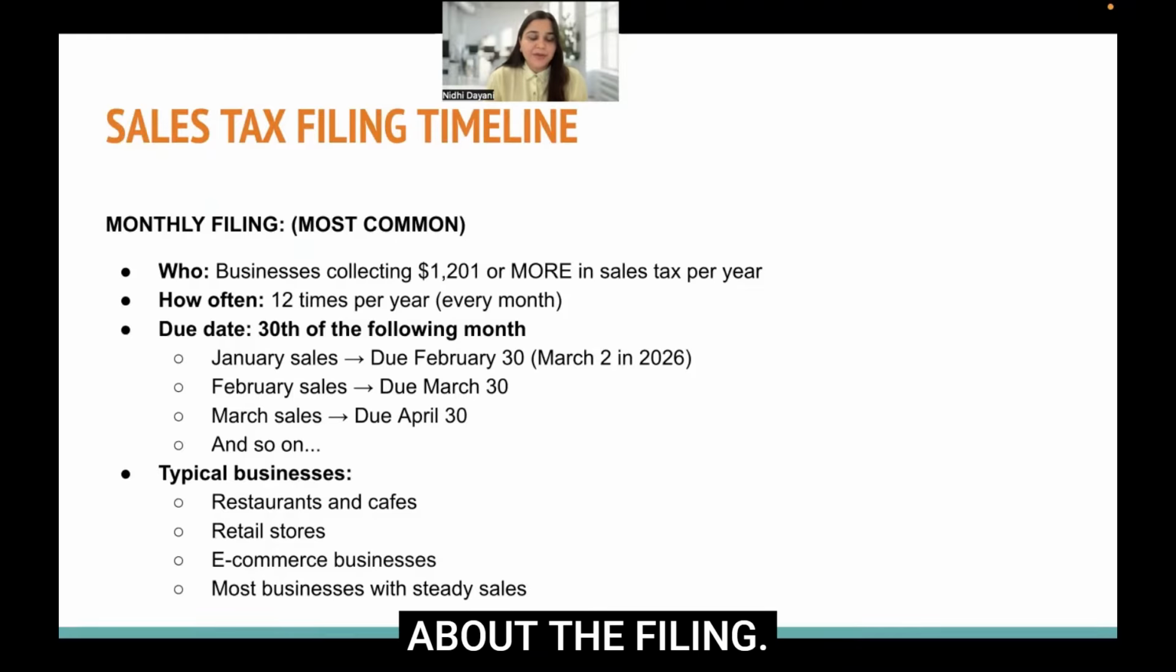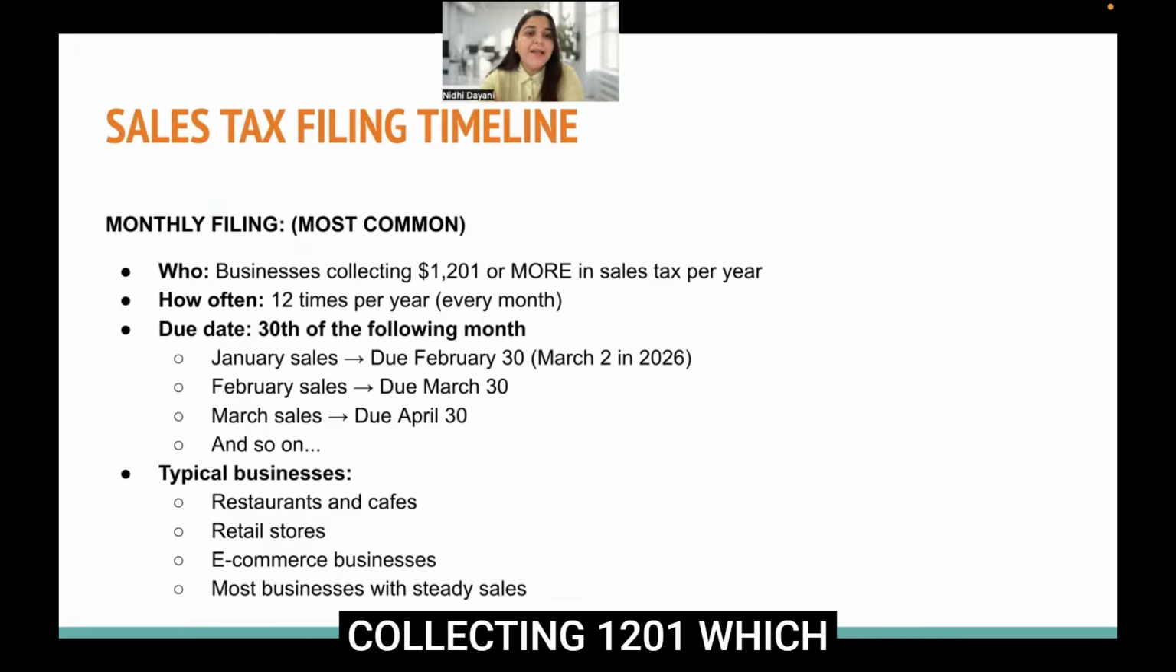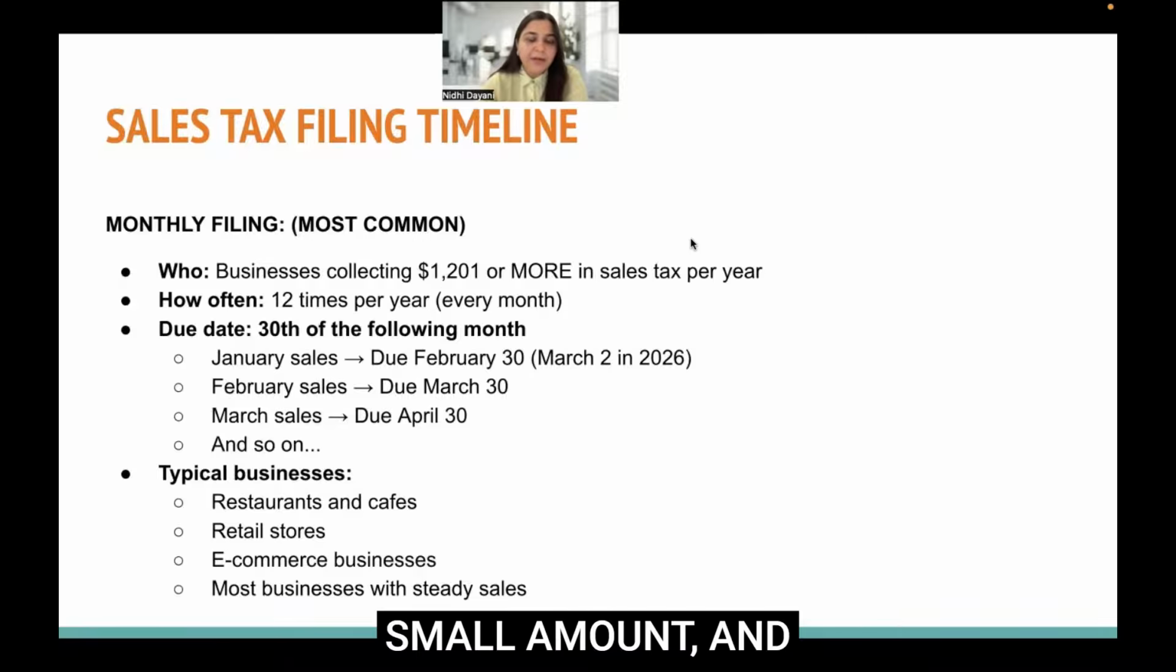Now, let me tell you about the filing. Okay. Monthly filing in Massachusetts is the most common. There is a reason for that because if businesses are collecting 1201, which is $1,201 or more in sales tax per year. Now, that's a very small amount, and most businesses end up paying that much annually. And if you fall into this category, if your client falls into this category, they have to file sales tax every single month.